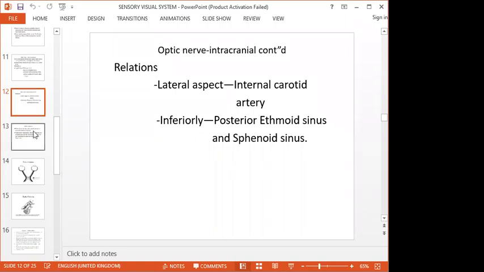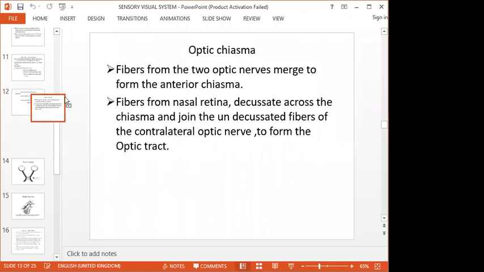This is a very, very important lecture. You have to appreciate, you have to understand the relationship here. From the eyeball, intraorbital, intracanalicular, then you are inside, intracranial. As it goes backward intracranially, the two optic nerves join together into a chiasma.